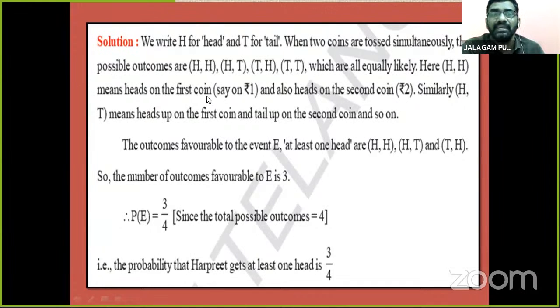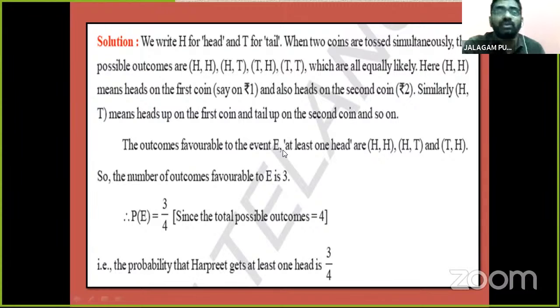Here HH means heads on the first coin, 1 rupee, and also heads on the second coin, 2 rupees. Similarly, HT means heads up on the first coin and tail up on the second coin, and so on. So here the possible outcomes are HH, HT, TH, TT. Total possible outcomes are 4.